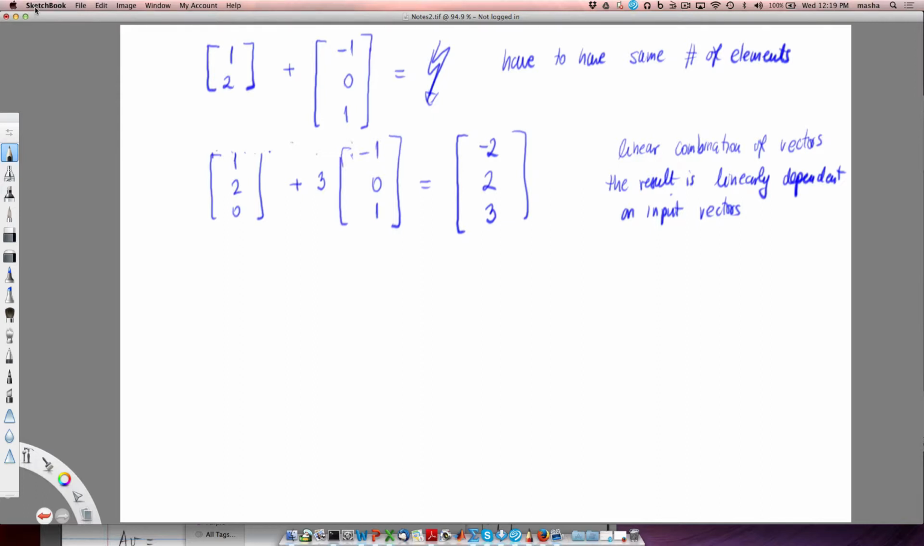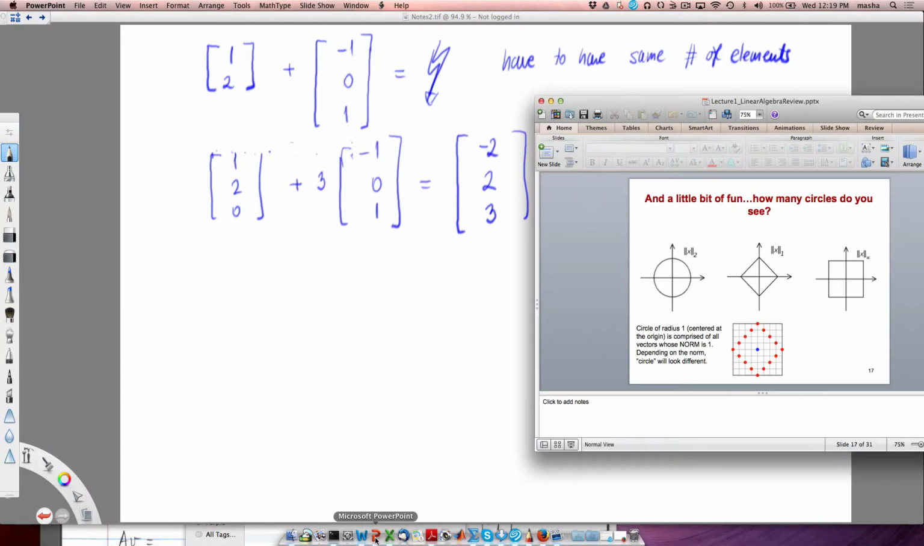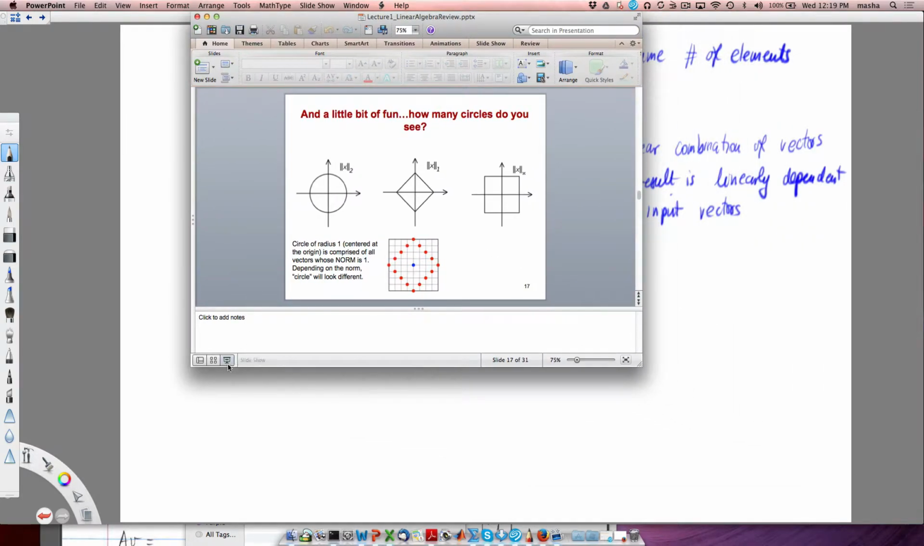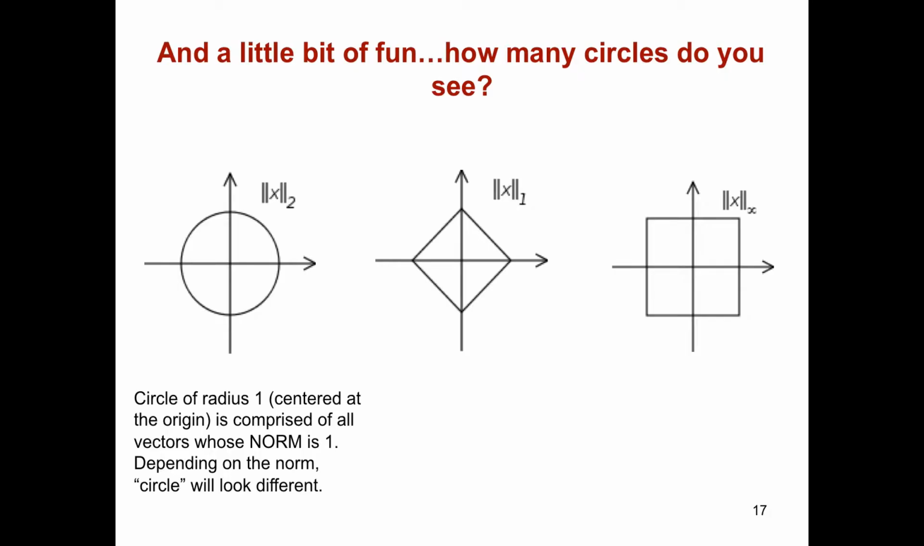Okay? All right, so now we will just quickly go back to a couple more definitions, and I will continue writing after this, and I will also see if I forgot to review anything. And I have one more fun example with norms, which comes from a little bit of math theory. But the question for you here is, how many circles do you see?